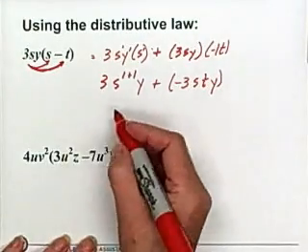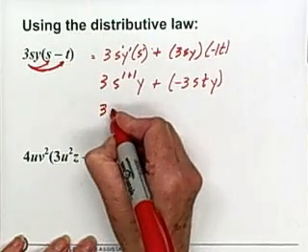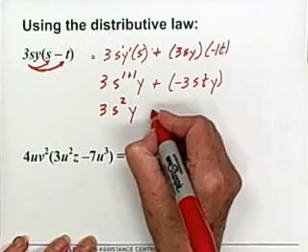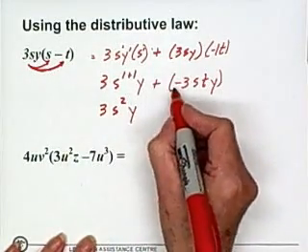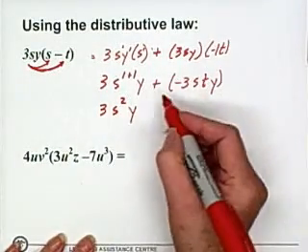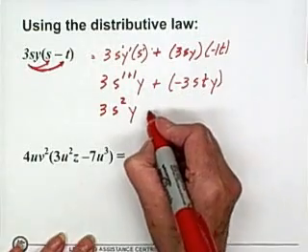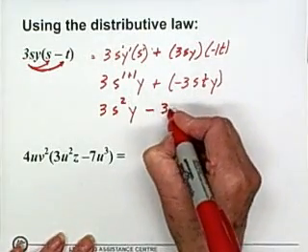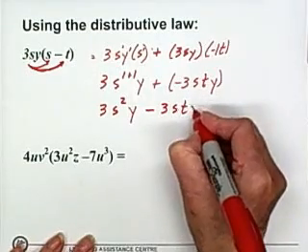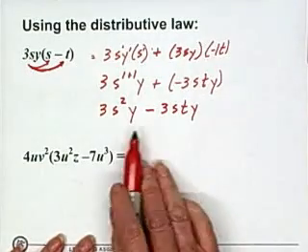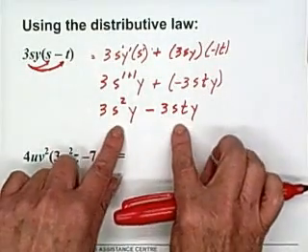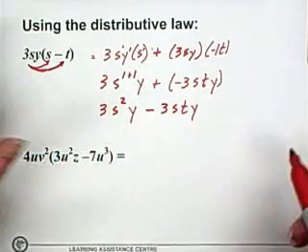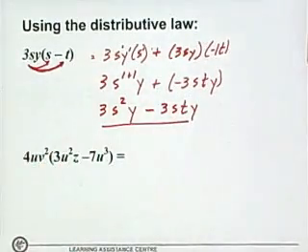So now rewriting this, we have 3s squared y. Now when you have a positive in front of a negative sign in a bracket, you can just remove the bracket and this changes to a minus. This becomes minus 3sty. Now what we do is we look at this and we say, do we have like terms here? Because if we did, we'd add them, but we don't. So this then is our answer.